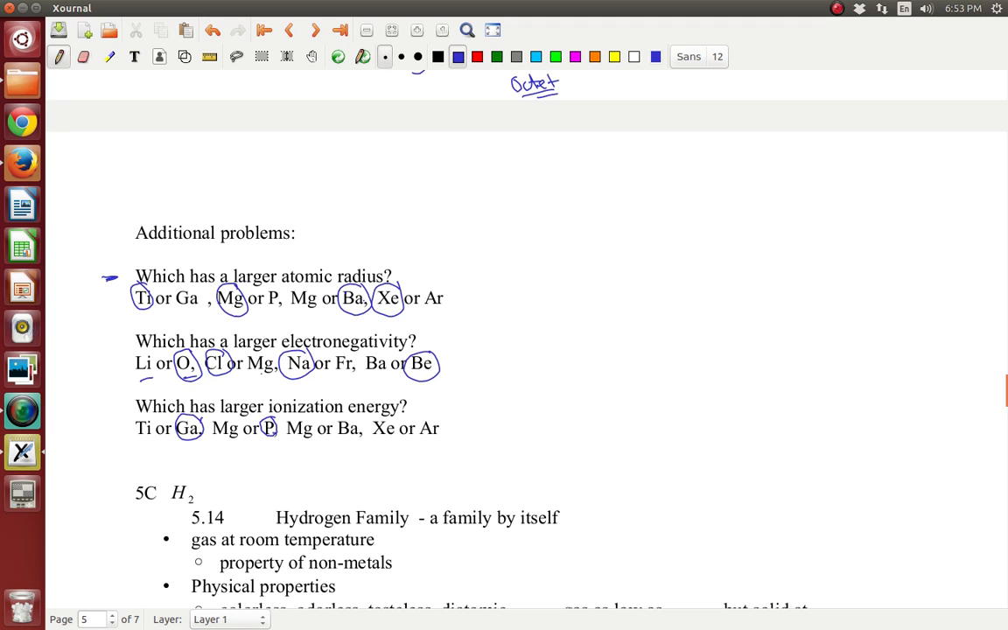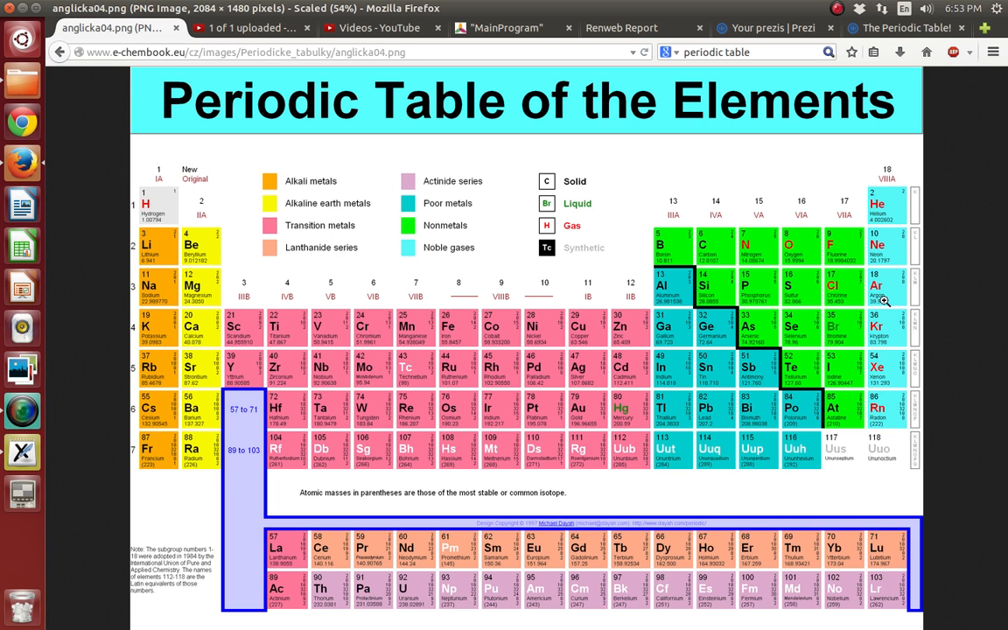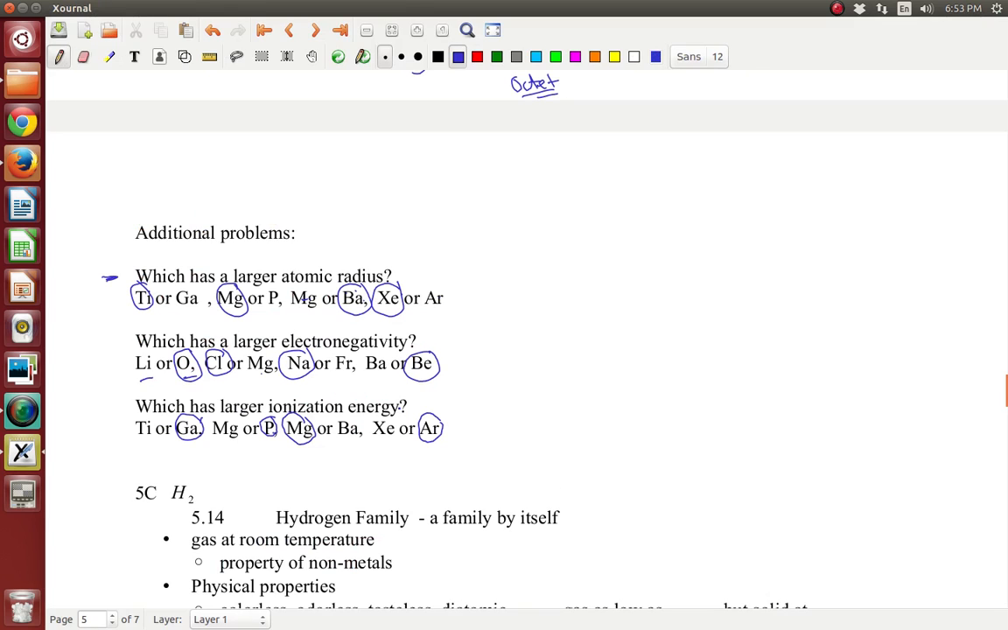Magnesium or barium. Barium is larger. That means the babies are far away from the mama, so it's easy to take it, harder to take magnesium's, so magnesium has the higher ionization energy. And xenon or argon. Xenon is larger, so argon has the higher ionization energy. Okay? And that's where we're going to stop.